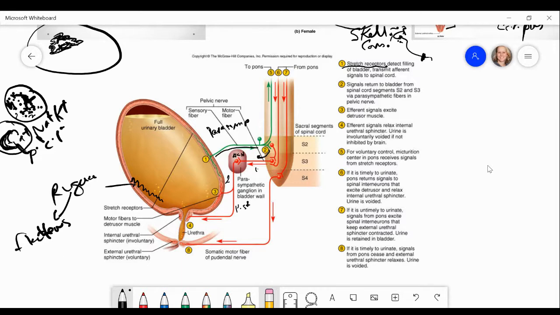And then we're going to see that postganglionic neuron come and tell the internal urethral sphincter to dilate. Now, as I go back here, another part of this afferent sensory neuron is going to take a trip up through, again, usually the dorsal white columns to the brain, to the pons of the midbrain. And it's going to, again, carry a signal that I have a full bladder.